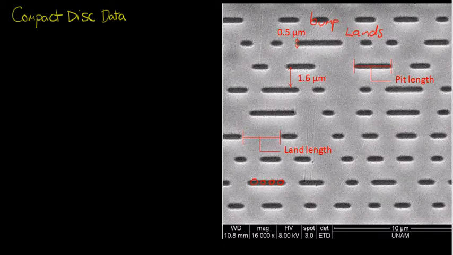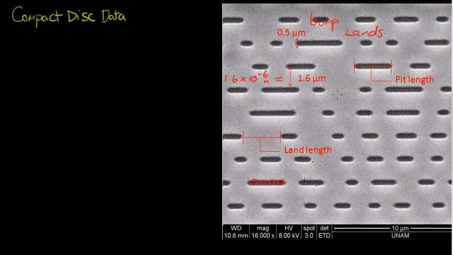And note these distances. 1.6 micrometers is equal to 1.6 by 10 to the minus 6 meters. So very small indeed. The width of the bumps is half a micrometer. They're calling these pits, and these may in fact be pits. Remember in the last video that the pits are actually the reverse side of the bump layer.